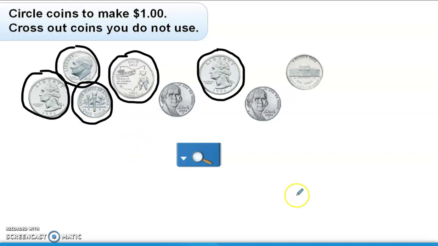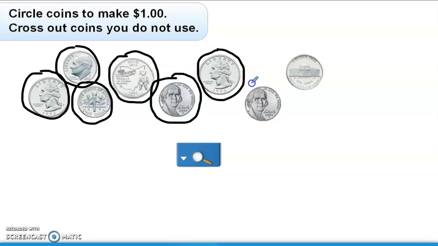Now that we have 95 cents, we are only 5 cents away from making a whole dollar. We have 95 cents, we're trying to get to 100. I'm 5 cents away, and I know that 1 nickel has a value of 5 cents. So I'm going to use just 1 of the nickels.